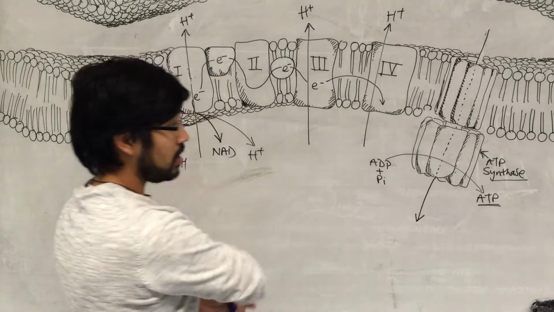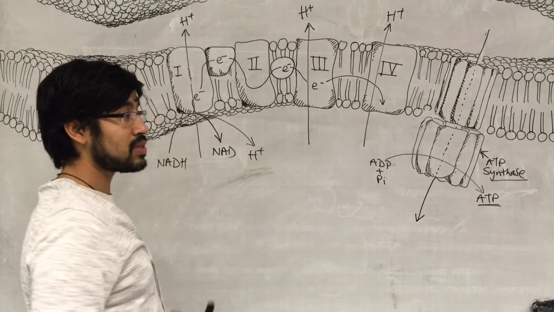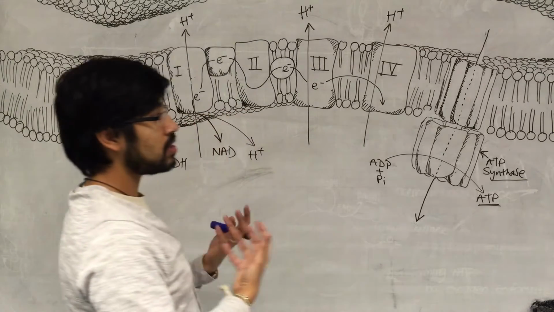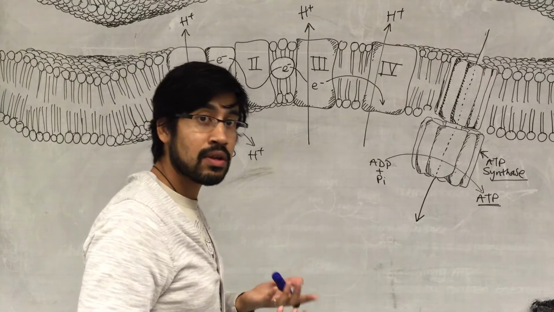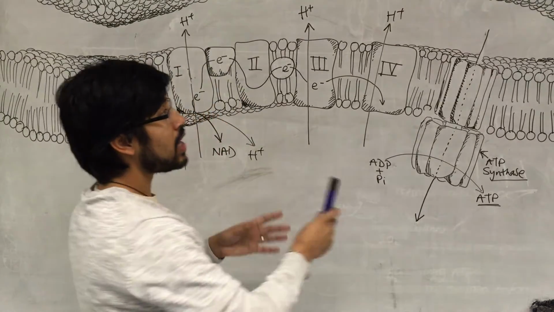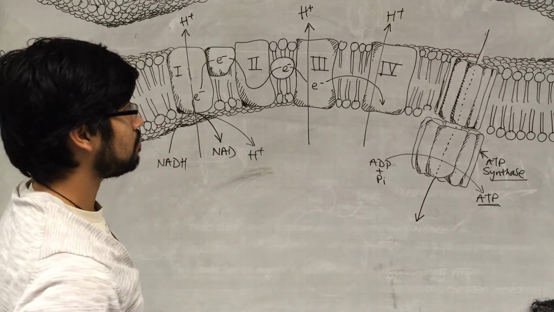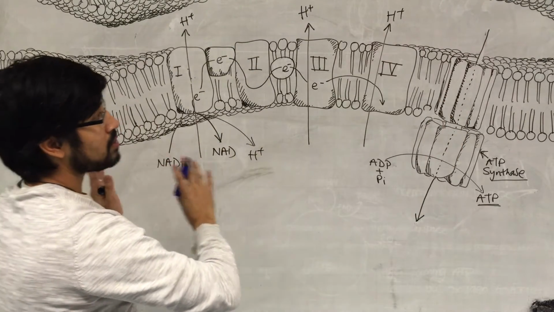ATP. And as opposed to the other ATPs that we've made previously in the process, this is not substrate level phosphorylation. This is not simply using the energy from a chemical reaction to phosphorylate ADP. It's using the energy of chemiosmosis, right? So let's just go through that once again.